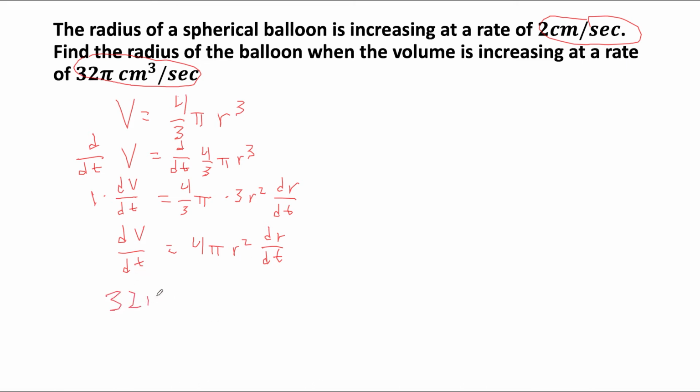We have 32 pi, we're just going to plug everything in, equals 4 pi r squared times 2. If we solve for r squared, we get 32 pi over 8 pi, which equals 4. And take the square root, we get r equals 2, and the units here are fairly straightforward. The radius is clearly measured in centimeters.